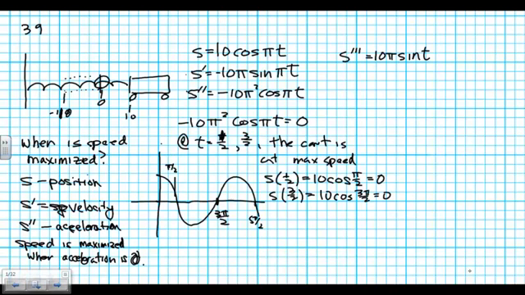Just 10 pi would be 10 pi. Oh, 10 pi, sorry, 10 pi cubed. There's a pi in there too. Sorry. So when is s triple prime going to equal 0, so we can find out where the maximum acceleration is? Well, it's going to be where sine is equal to 0.